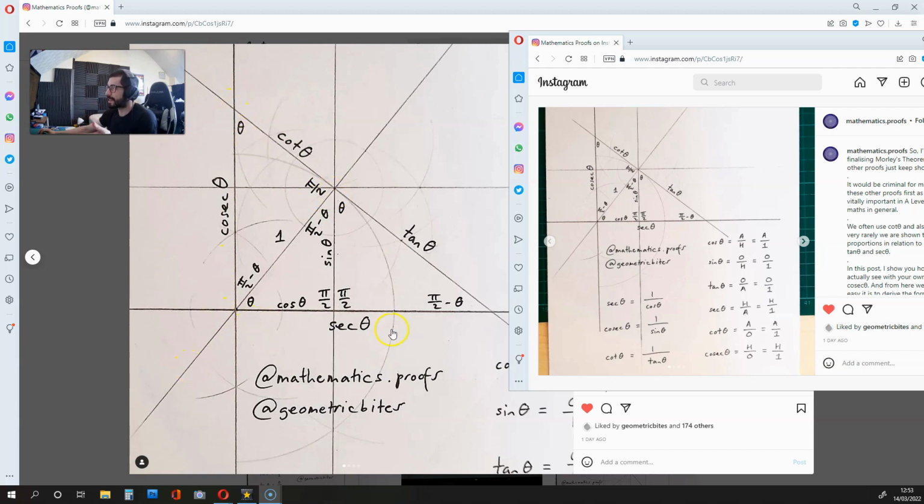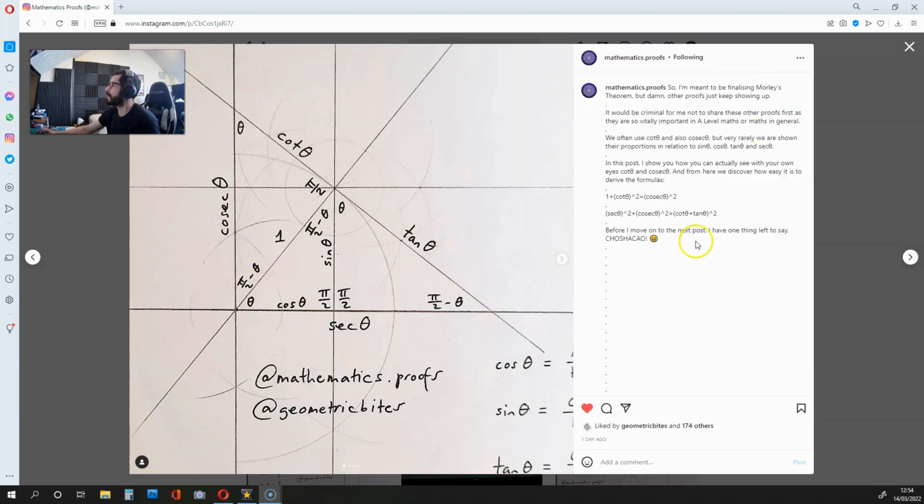Now let's look at this image as a whole. We have a big right-angled triangle over here. This angle over here is theta, and we have a right angle over here. Now, if we use Pythagoras' theorem, what we can say is that cosec²θ plus sec²θ is equal to (cotθ plus tanθ)². So we prove this as well.